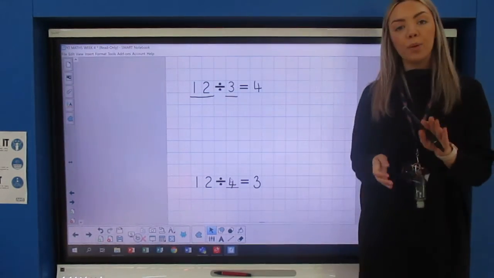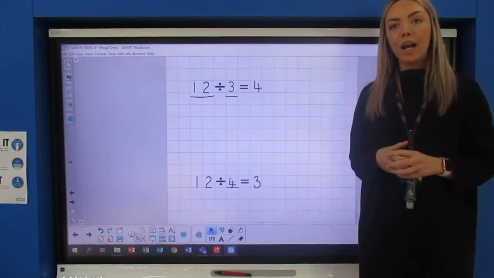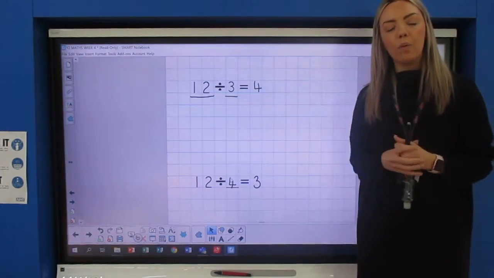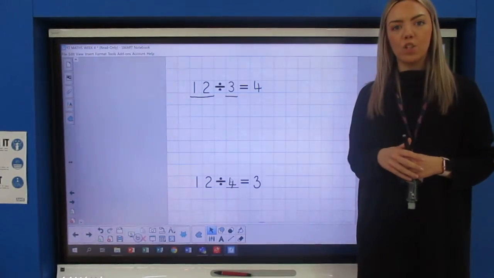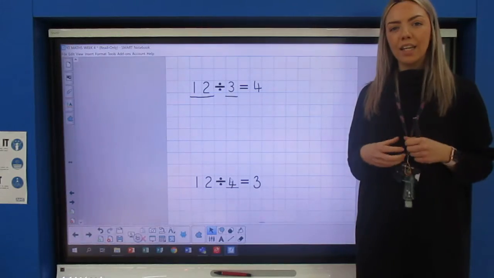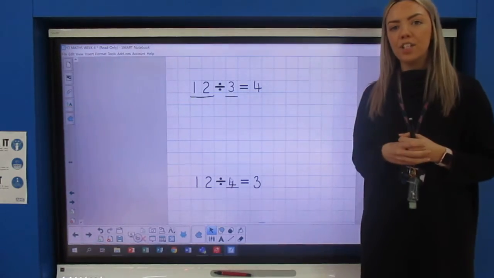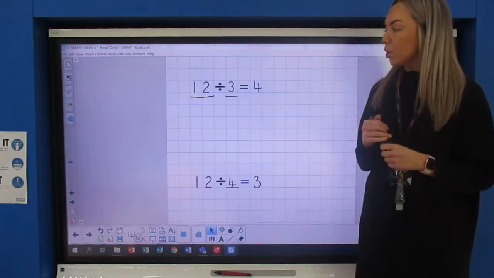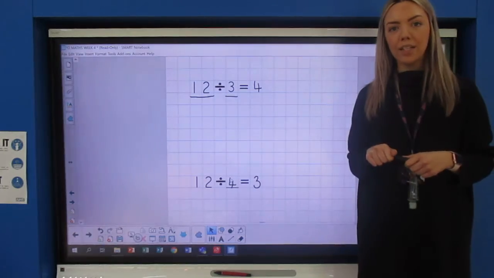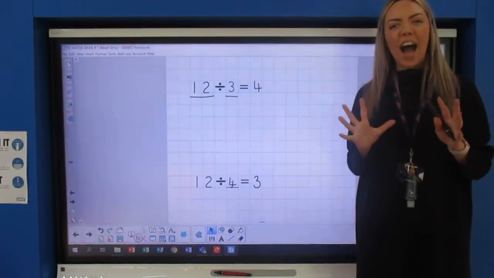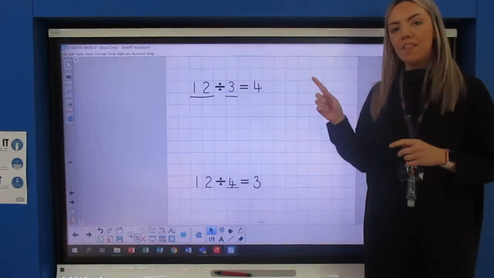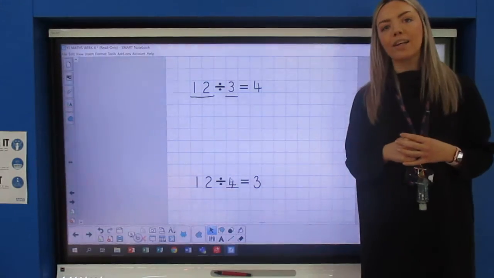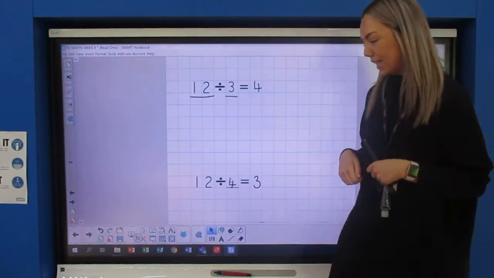Brilliant. So pause the video now, and with your adult, I would like you to have a go at working out some different division sums. Just like yesterday, remembering that method and writing them down on your whiteboard as a number sentence. Okay? So give yourselves 5 minutes to do that, and then come back and we'll move on to the next method. Brilliant.